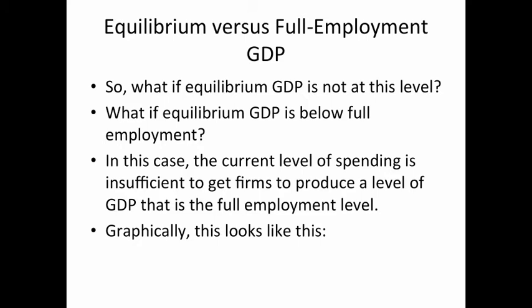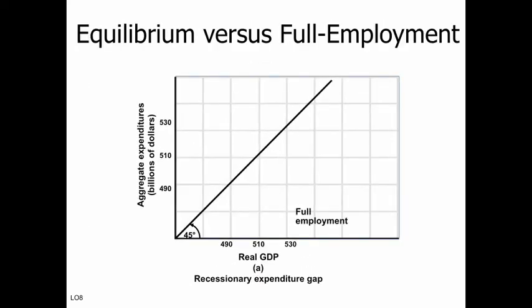So there's obviously 2 possibilities. You might be below or above full employment. So let's go through scenario A, where equilibrium GDP is below full employment. So right now, based on the level of spending in the economy, you're not producing as much GDP as you would like, as the economy could. So the level of spending is insufficient right now to get firms to produce the level of GDP that we would consider full employment.